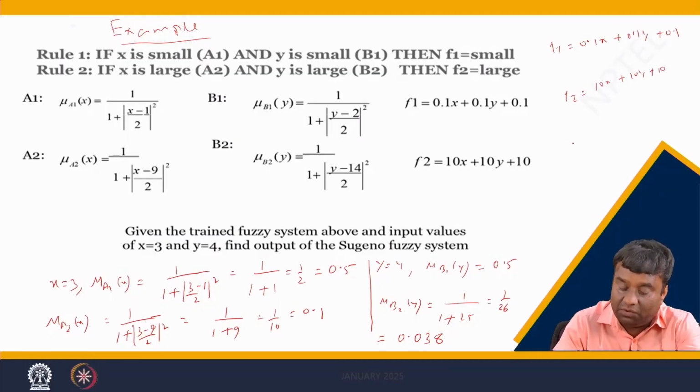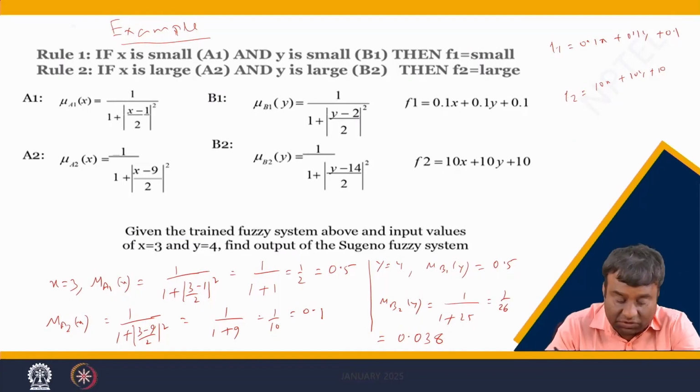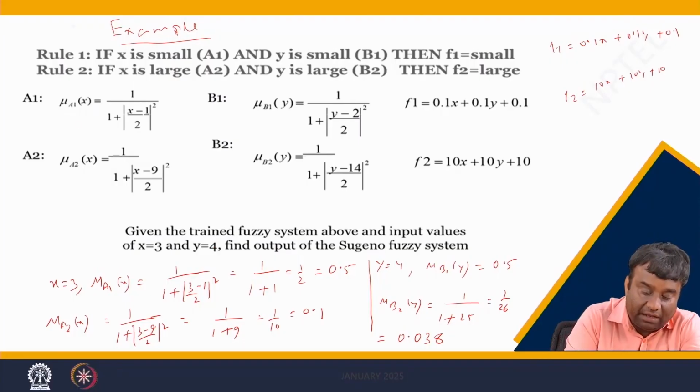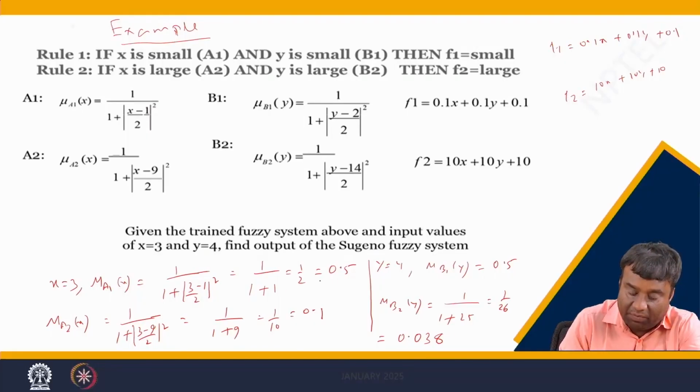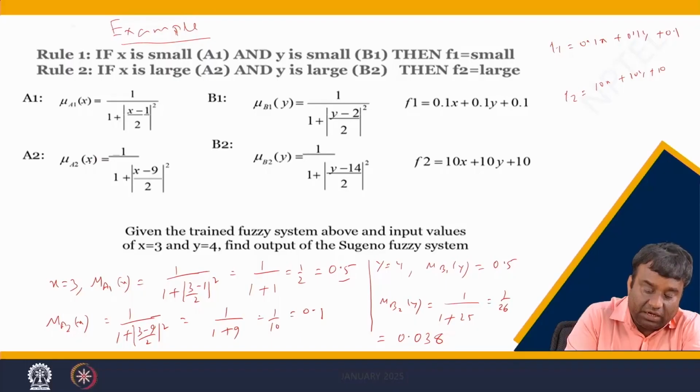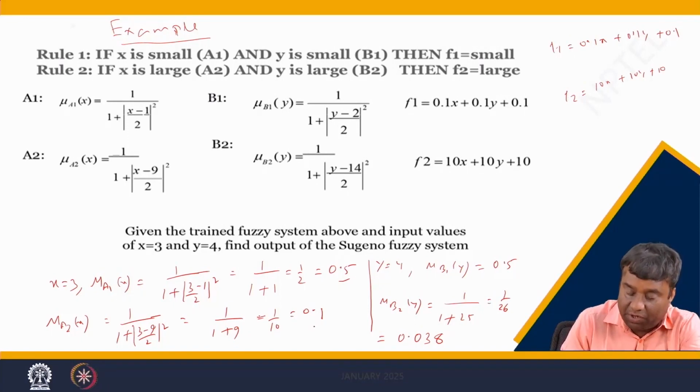That's the values given as Sugeno, you know. So here the question: x equal to 3, y equal to 4. First you can calculate the mu A1. In the place of x put 3, so you will get 3 minus 1, that is 2, divided by 2, means 1, whole square. So 1 by 1 plus 1, so you will get 1 by 2, 0.5. Similarly, put x equal to 3 for A2, so 1 by 1 plus 3 whole square, 10, 1 by 1 plus 10, that is equal to 0.1.